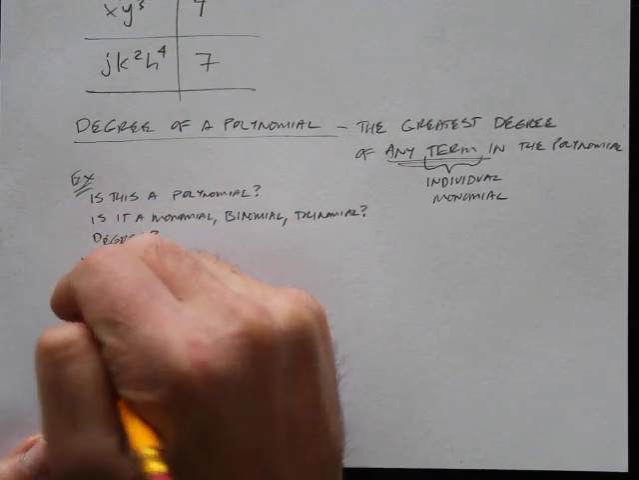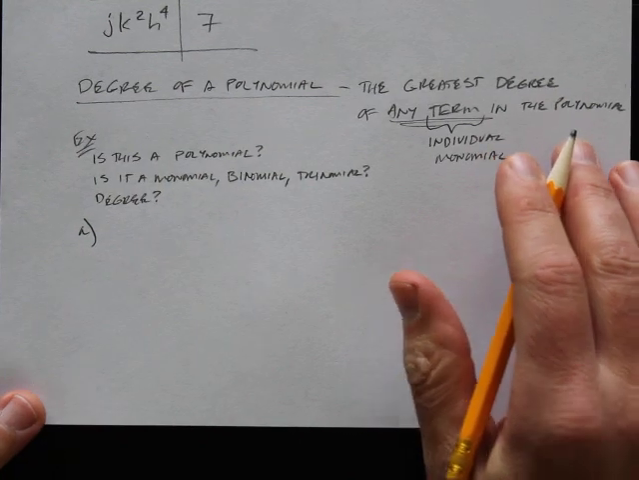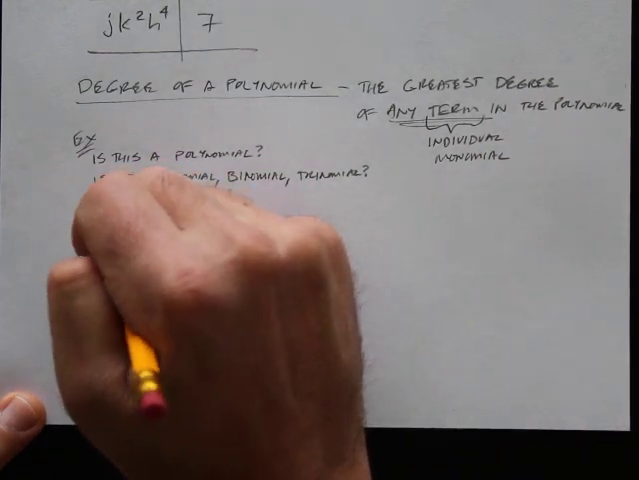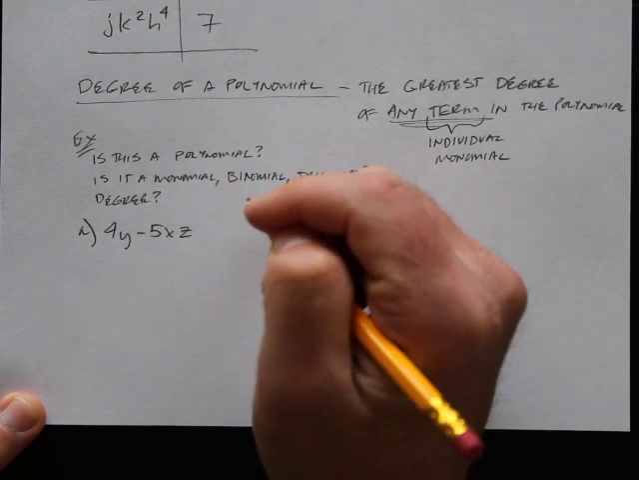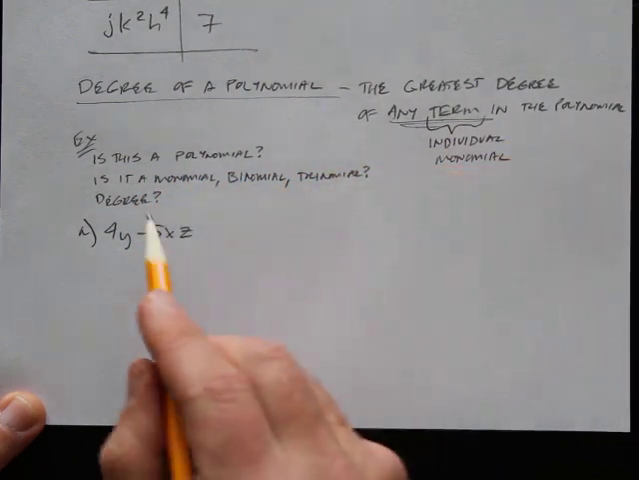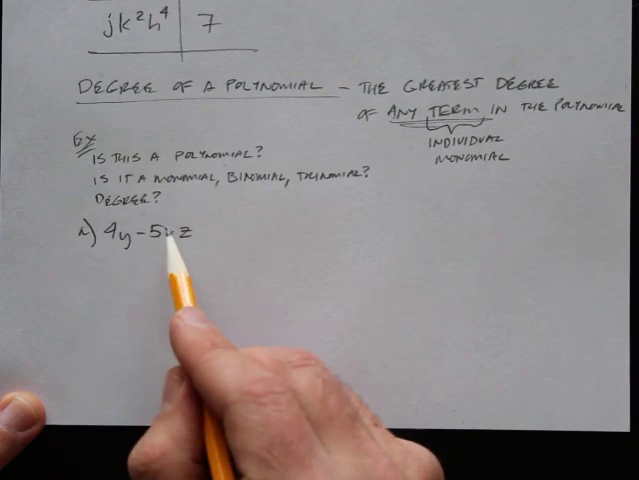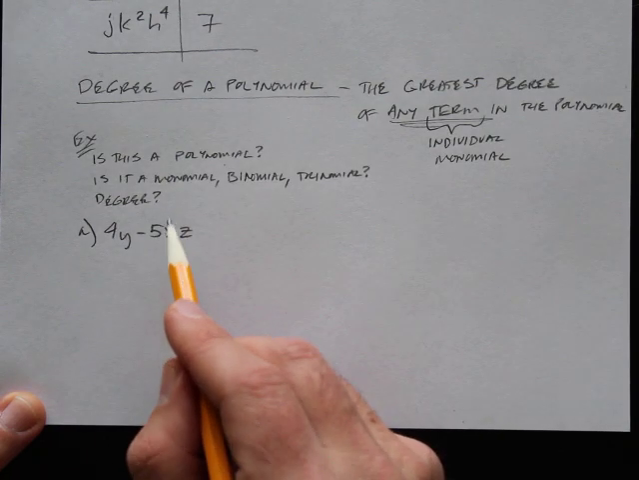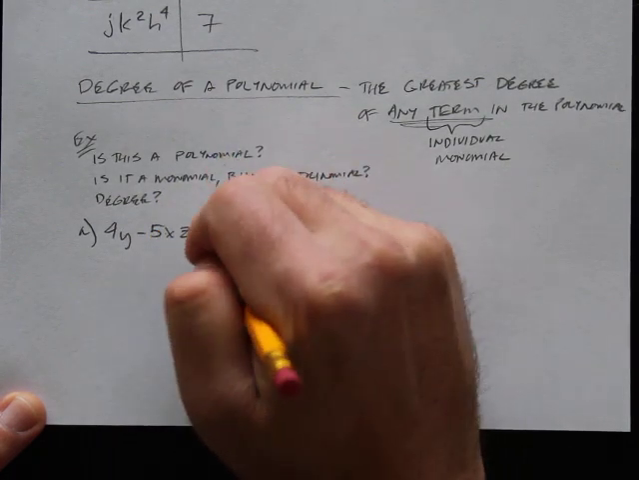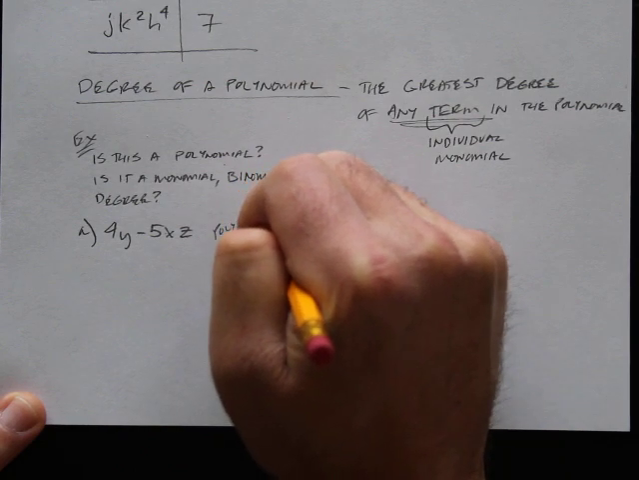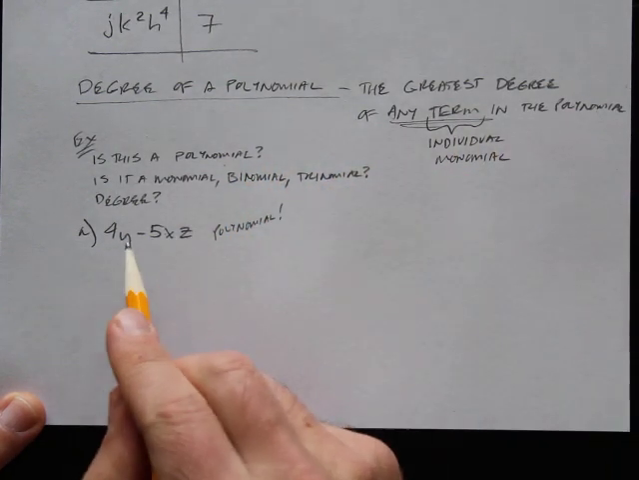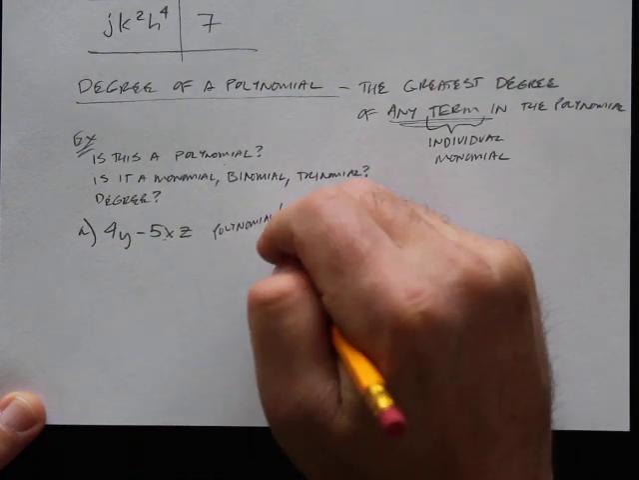All right, so this first one is going to be 4y minus 5xz. Is this a polynomial? Yes, it's got these two terms here. So yes, it's a polynomial. And there are two terms, so it's a binomial.